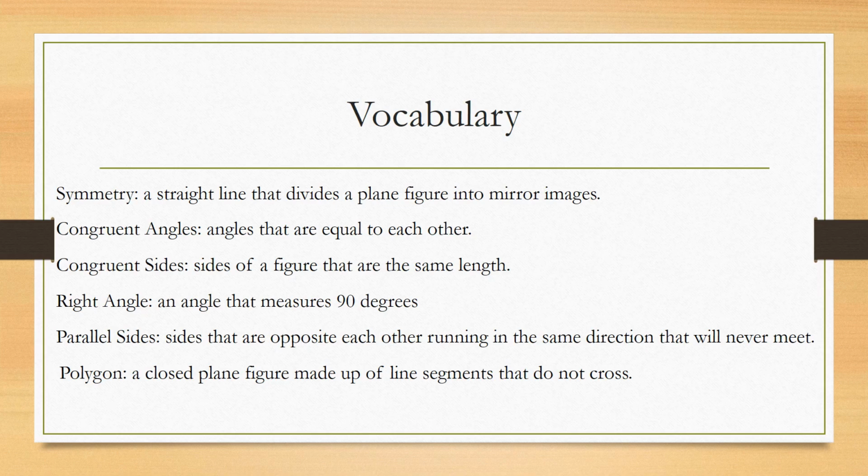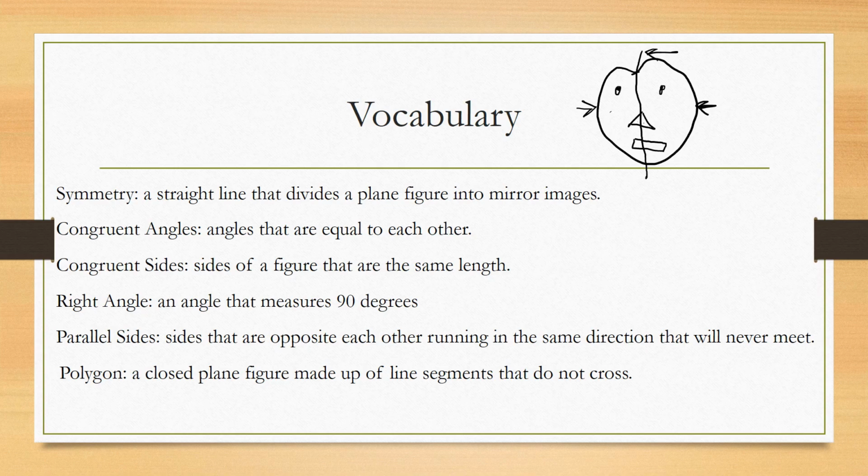Here are some vocabulary to have in mind. Symmetry means a straight line that divides a plane figure into mirror images. So for example, if this is your face, you have one eye over here, one eye over here, and you have your nostril, right? And your mouth. If you were to draw a straight line down your face, you can see that this side is a mirror image of that side. This line here is the line of symmetry.